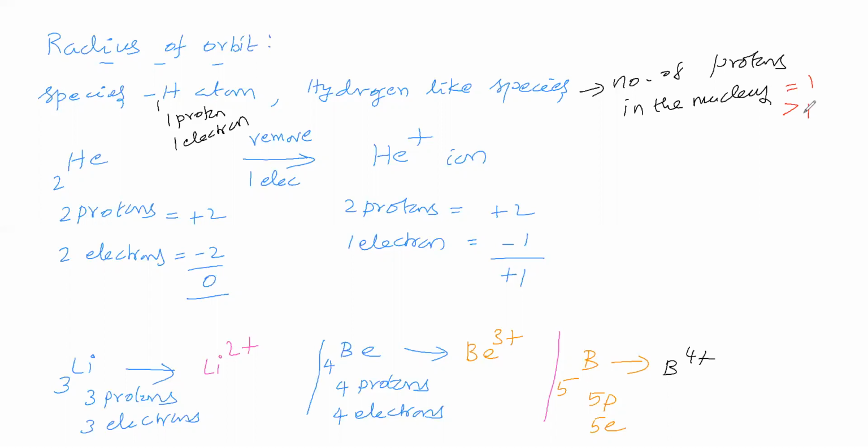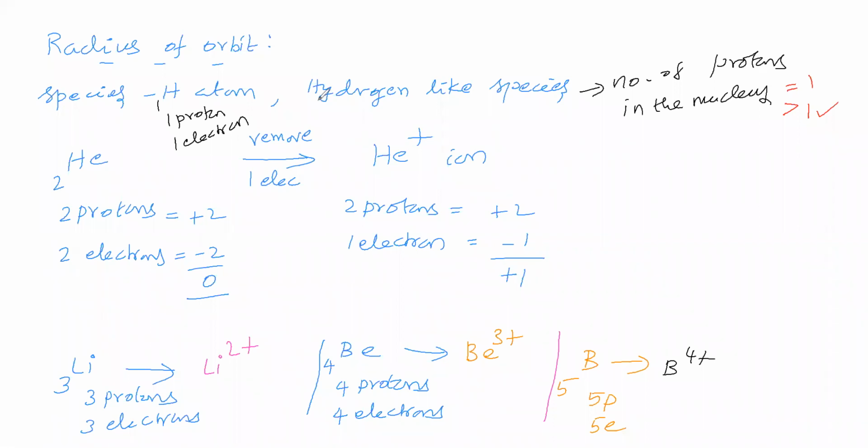Now, hydrogen atom nucleus contains 1 proton. Okay, you are correct. Hydrogen-like species means the nucleus contains greater than 1 protons, and that value depends on the nature: if you take helium, 2 protons; if you take beryllium, 4 protons. Sir, you are correct.